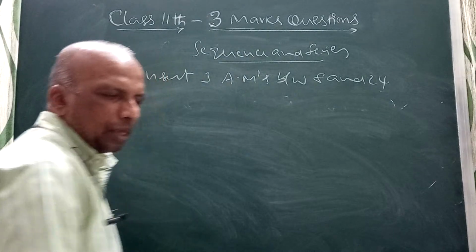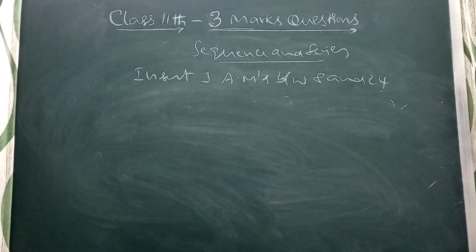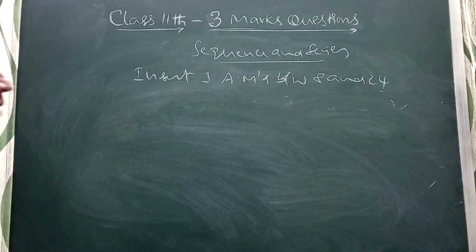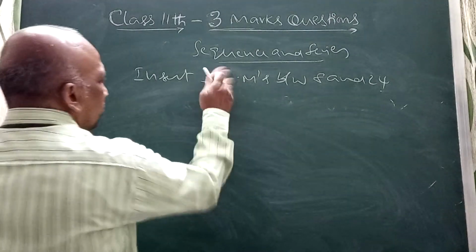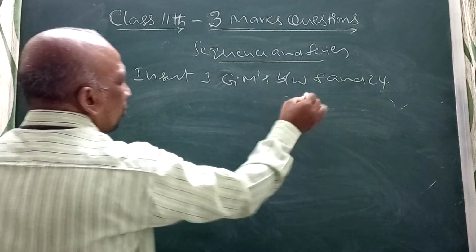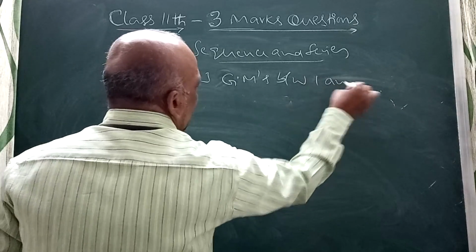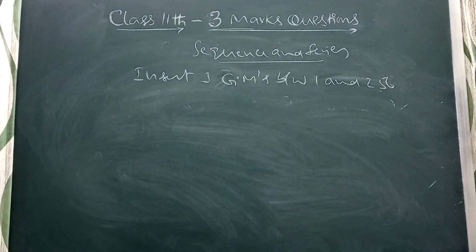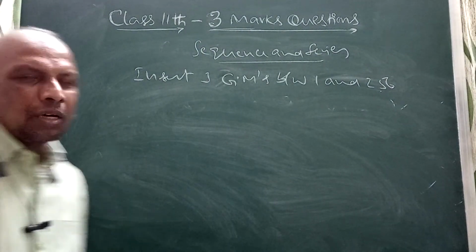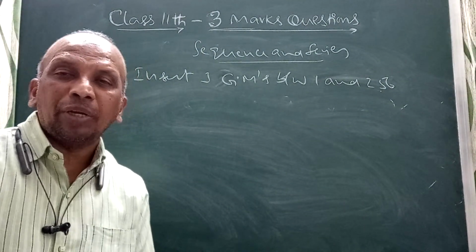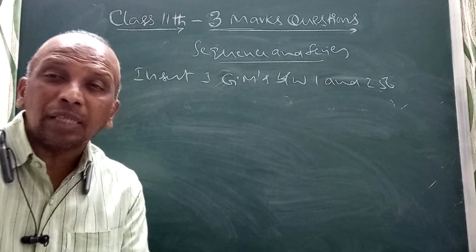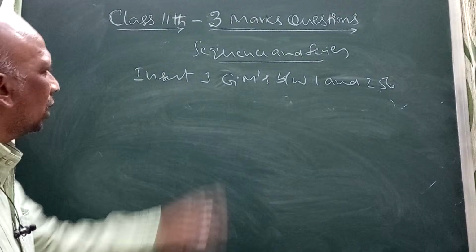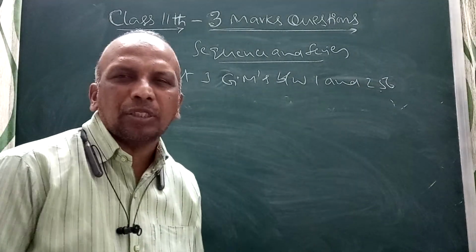Insert three numbers between 1 and 256. The resulting sequence is a GP. I will repeat: insert three geometric means between 1 and 256, so that the resulting sequence is in GP. So I will take three GMs between 1 and 256.